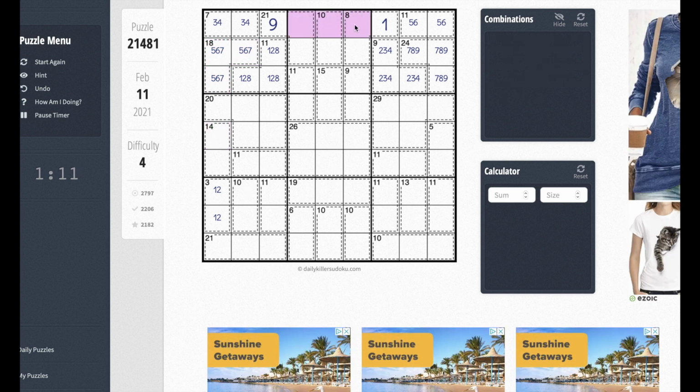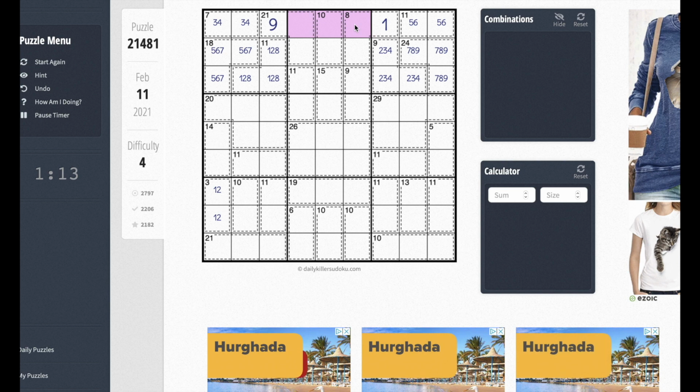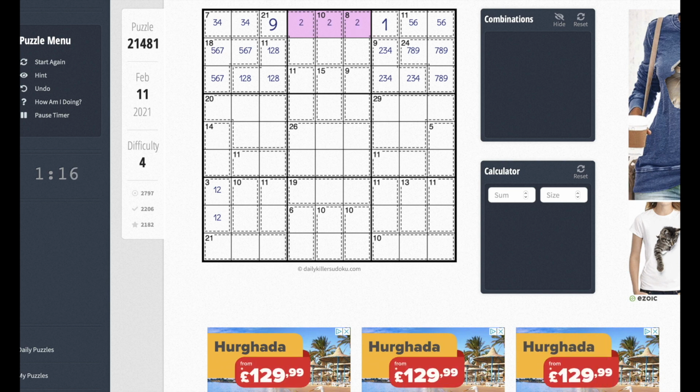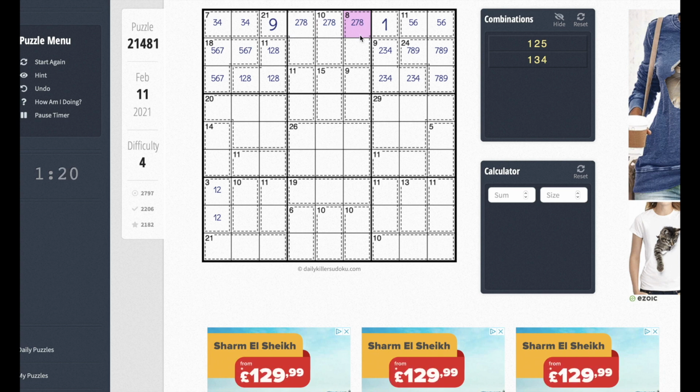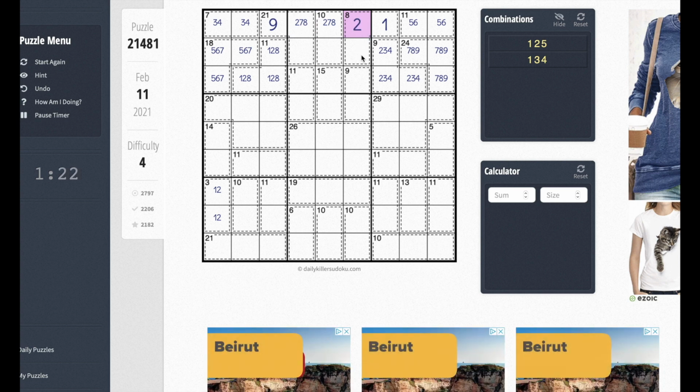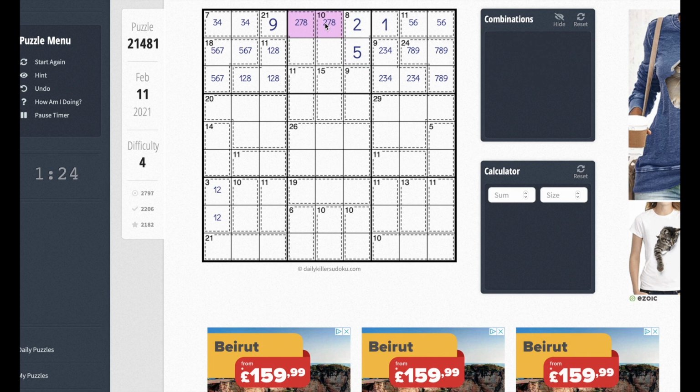All right, and then what are we missing along here? So we've got a 1, need a 2, got a 3, 4, 5, 6. That's a 2, 7, 8. Can't have 7 or 8 in there, look. So that's only going to be a 2, and that's going to be a 5. So 2 out of here.